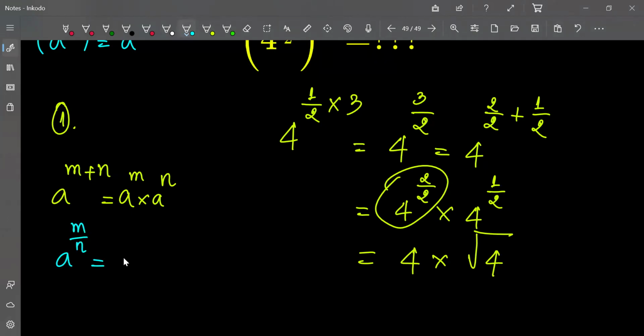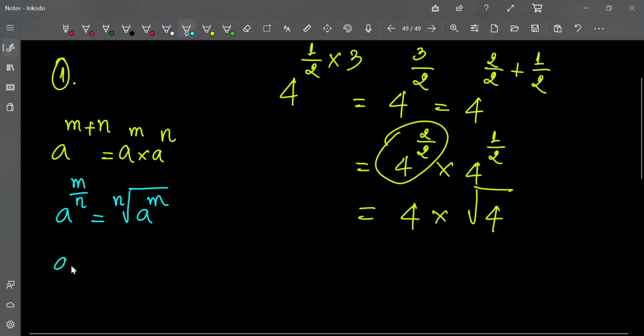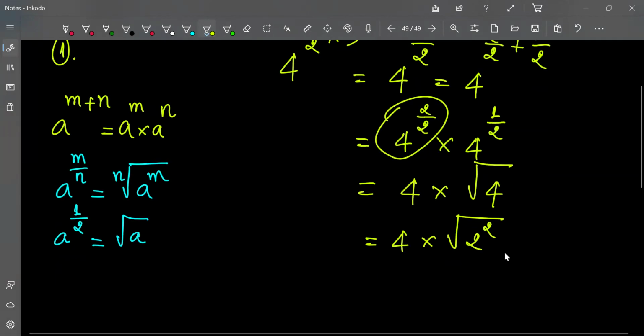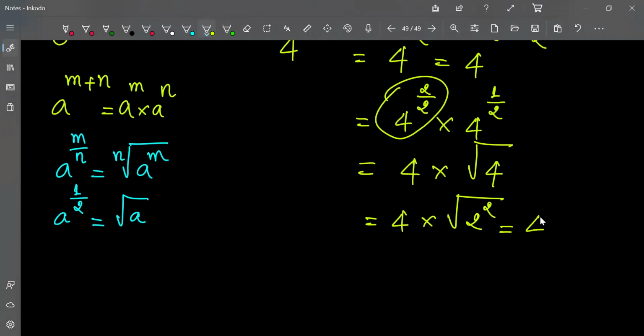over n is equal to the n-th root of A power m. So if we have A power 1 over 2, it is equal to the square root of A. So the square root of 4, we can write it as the square root of 2 square. And the square root of 2 square is 2. So we get 4 multiplied by 2. So the result is 8.